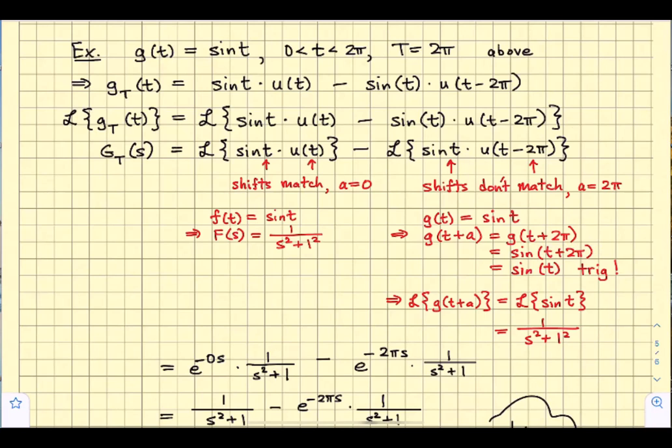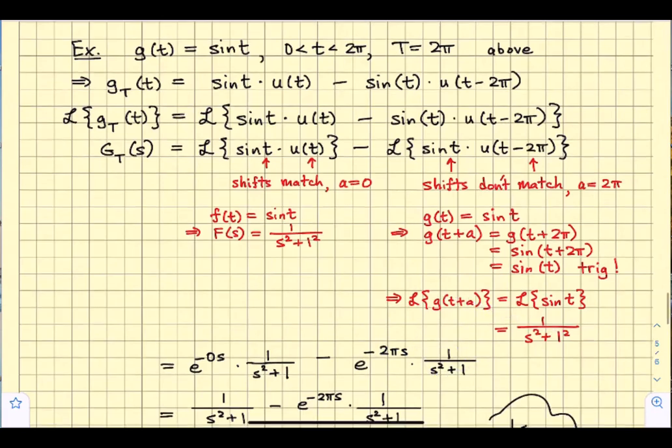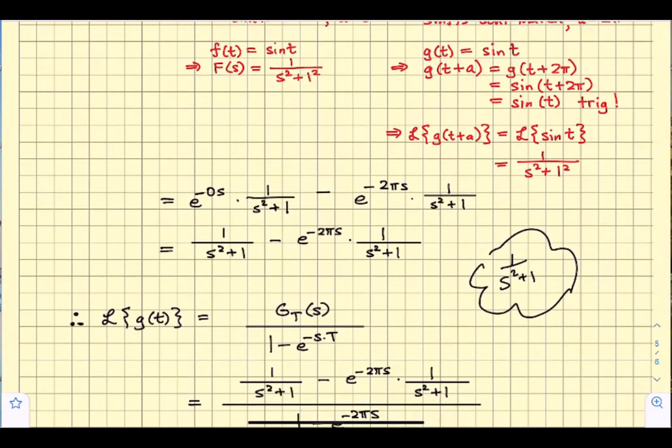And now I will find the Laplace transform of my g of t plus a, which is the Laplace transform of my sine t. It's 1 over s squared plus 1. Now we use the g version of our theorem, which just says e to the minus as, my a was 2 pi, times the Laplace transform of my shifted g. This is the Laplace transform of the shifted g. So now it's just a matter of finishing things out. We can clean this up just a little bit.